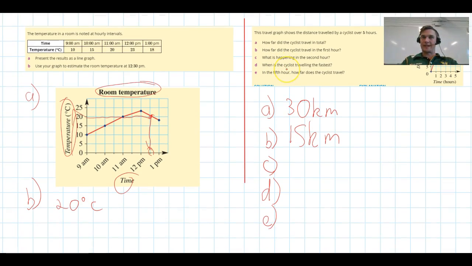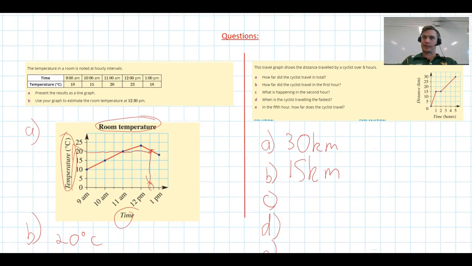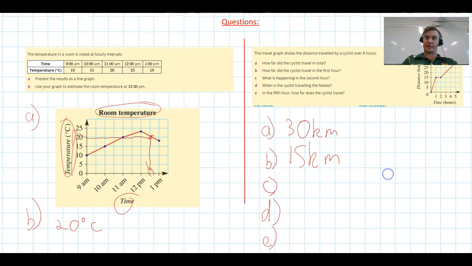Question C says, what is happening in the second hour? He started from 0 to 1. In the first hour he's travelled 15, and then between hour 1 and 2 there's been no movement in the distance. So basically it means he's either stopped or he's resting. He hasn't moved at all in that second hour, so he's either resting or he's just stopped for some reason.